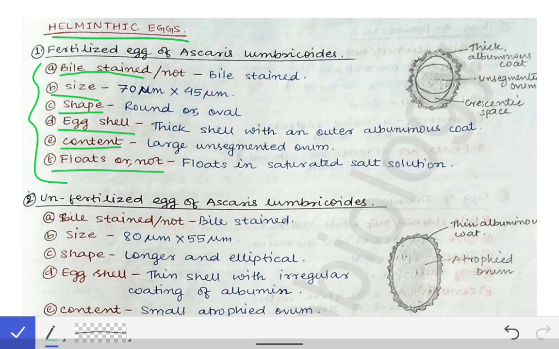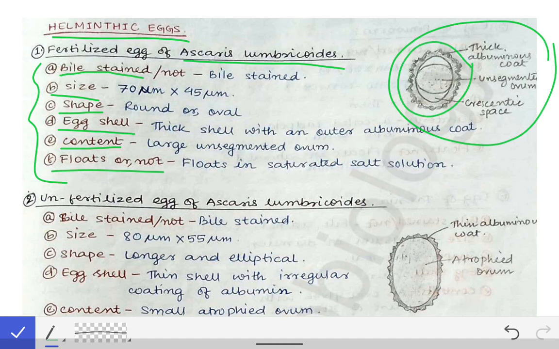First of all, we'll talk about the fertilized eggs of the Ascaris lumbricoides. So first see the diagram of the fertilized egg of the Ascaris lumbricoides. If you see the diagram, the shape looks oval. I have written here also that the shape of the helminthic egg is oval, or sometimes it is also referred to as round.